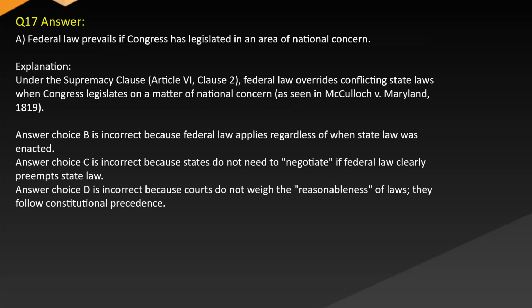Answer A. Federal law prevails if Congress has legislated in an area of national concern. Explanation: under the Supremacy Clause, Article VI, Clause 2, federal law overrides conflicting state laws when Congress legislates on a matter of national concern, as seen in McCulloch v. Maryland, 1819. Answer choice B is incorrect because federal law applies regardless of when state law was enacted. Answer choice C is incorrect because states do not need to negotiate if federal law clearly preempts state law. Answer choice D is incorrect because courts do not weigh the reasonableness of laws as they follow constitutional precedents.